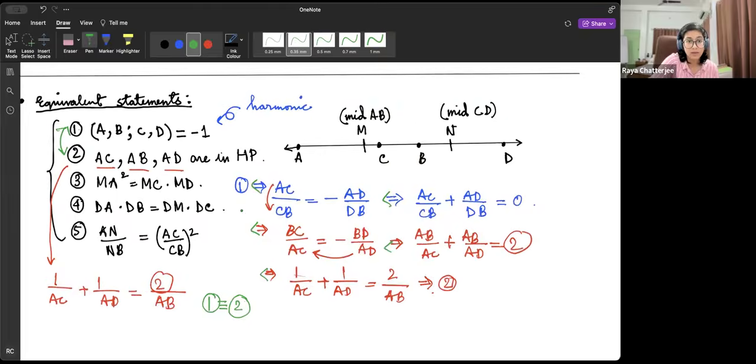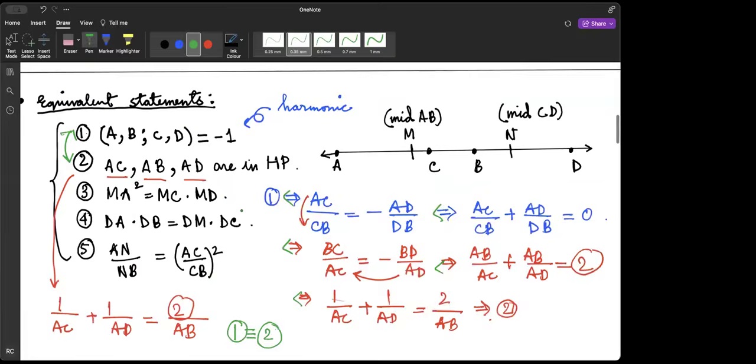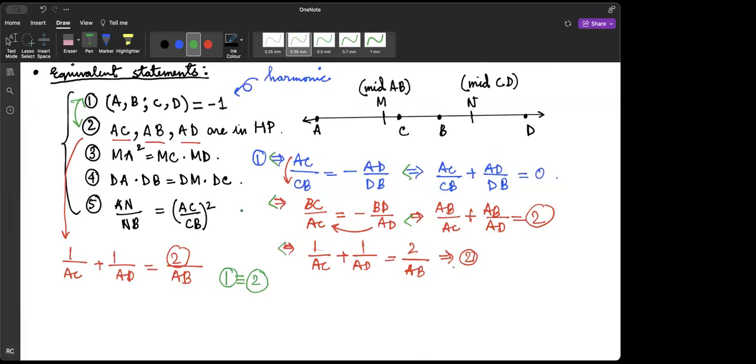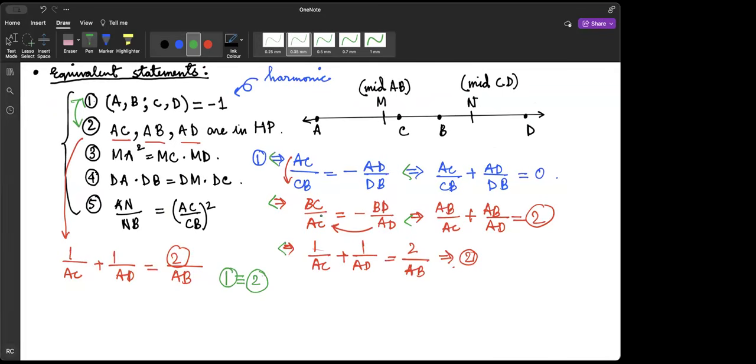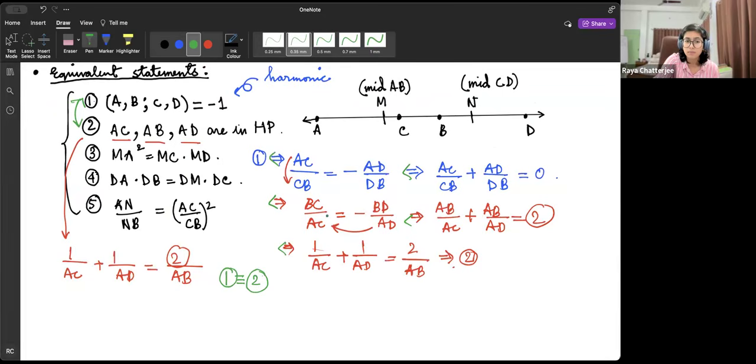Yes, these are directed. In the fifth point you have made, you have written AN by NB is equal to AC by CP the whole square. Here AN by NB would always be negative, right? Okay, yeah, that's true. Okay, just take the modulus. I only care about the magnitude at this point, but yeah, that's a great point.